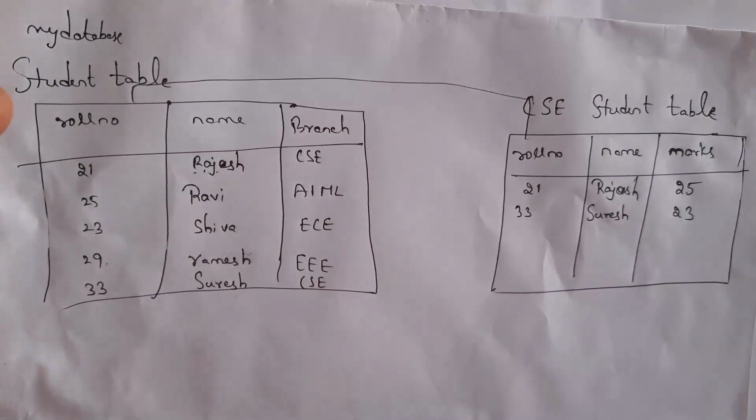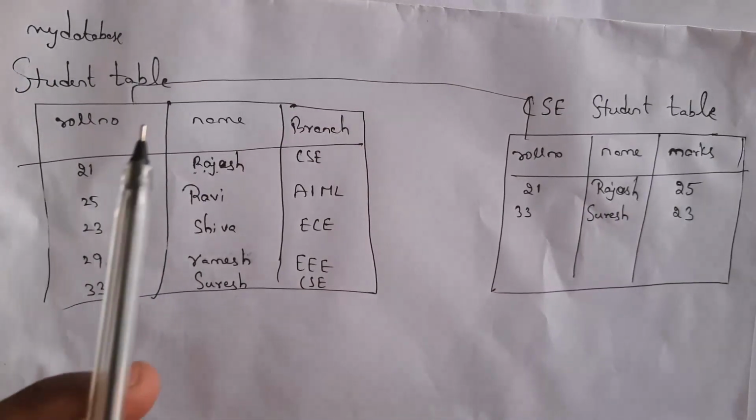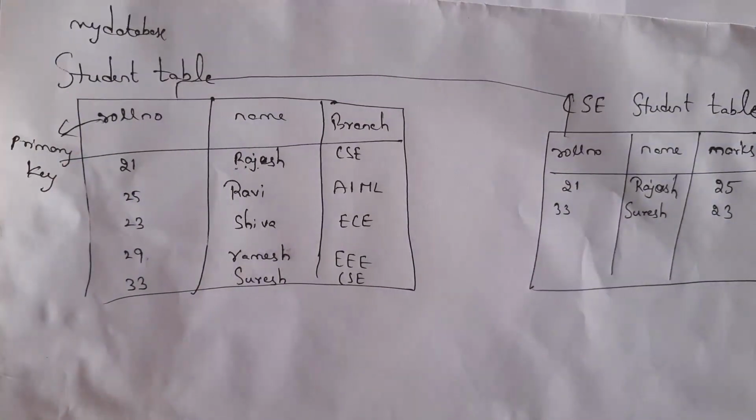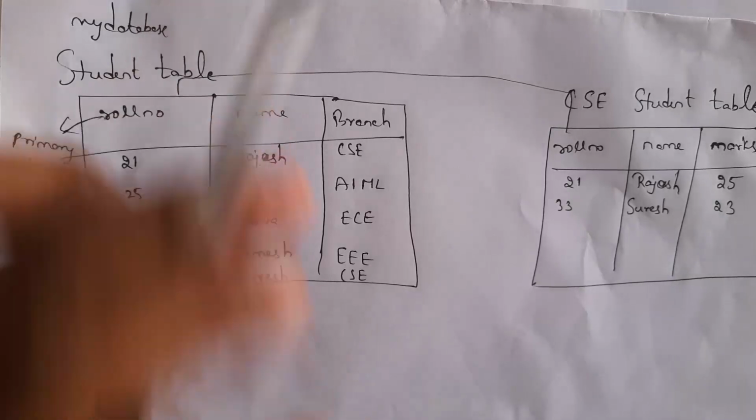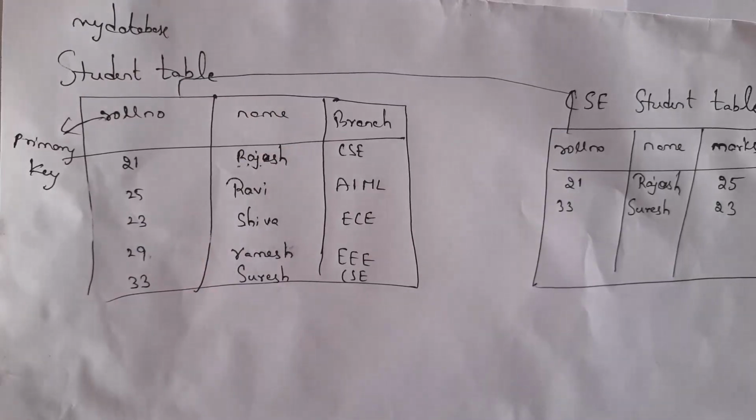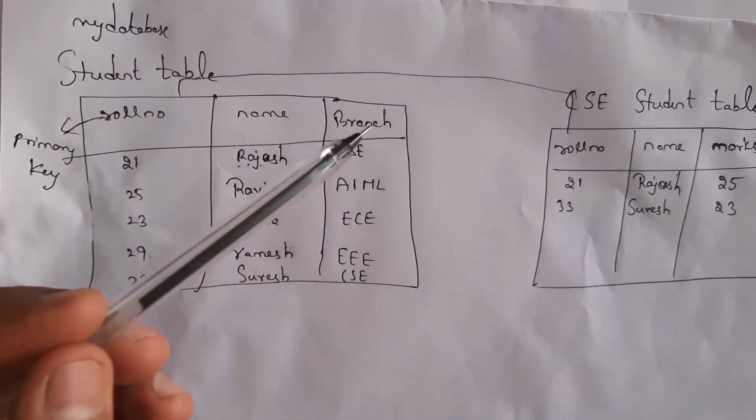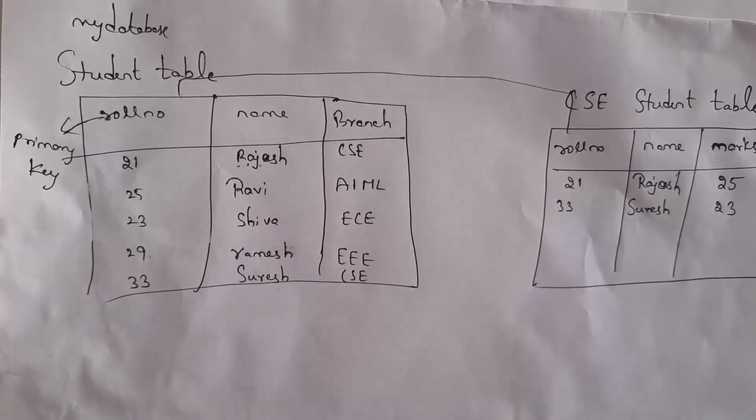The student table contains 3 columns. They are roll number, name and branch. We call this roll number column the primary key. A primary key is nothing but any column that contains unique values. For example, if you consider the name column, there may be the same name for 2 different students. Similarly, if you consider the branch column, there may be the same branch for 2 different students. But if you consider the roll number column, there will not be the same roll number for 2 different students. For each and every student, there will be different roll numbers. So we call this roll number column the primary key.